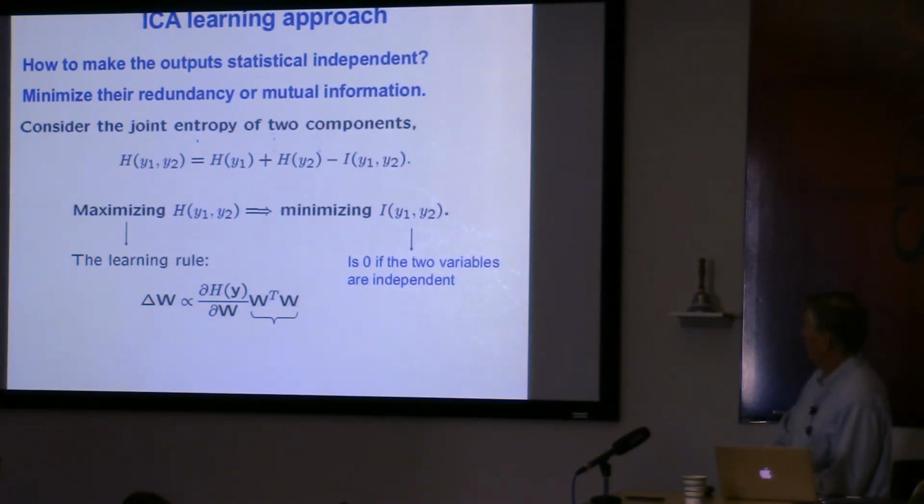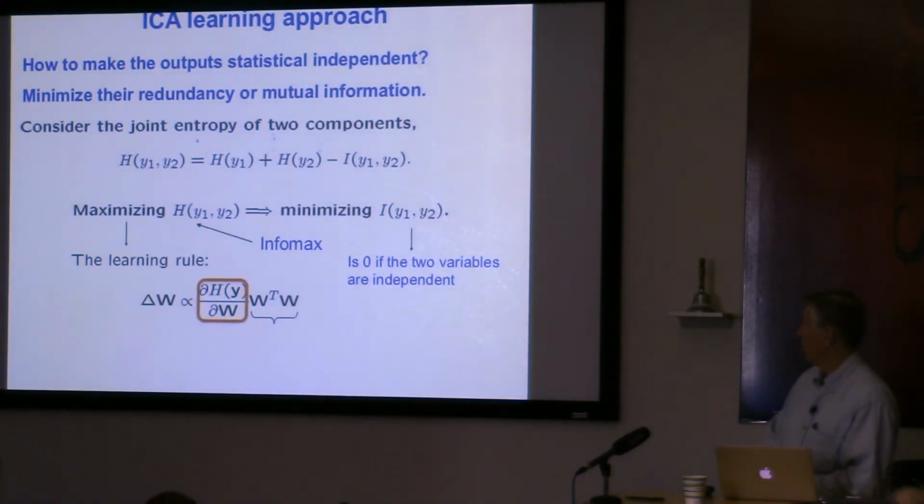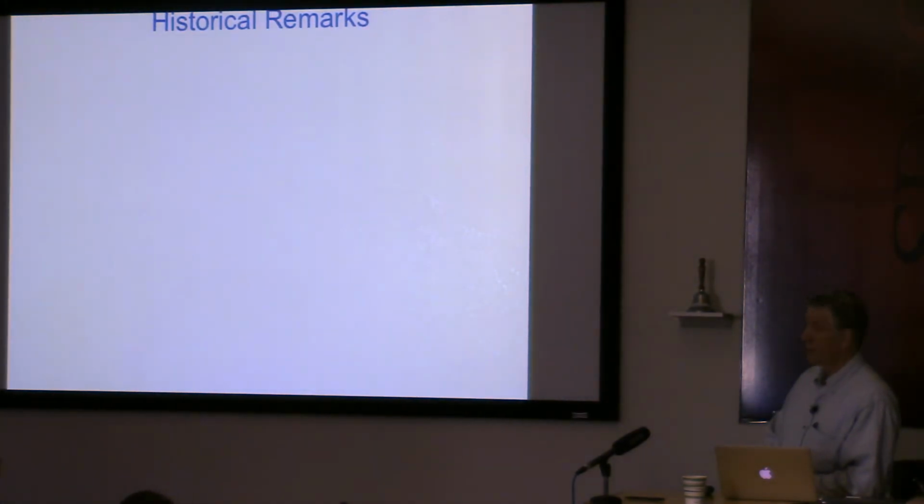Okay, I think I won't go through this gradient descent approach to maximizing the joint information, the joint entropy of the two components. So infomax is the approach that we learned from Tony Bell. It can also be derived as maximum likelihood that the components it's finding are actually independent. But I'll leave that to those more mathematically inclined.